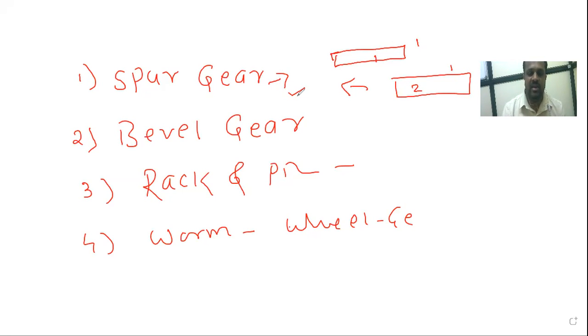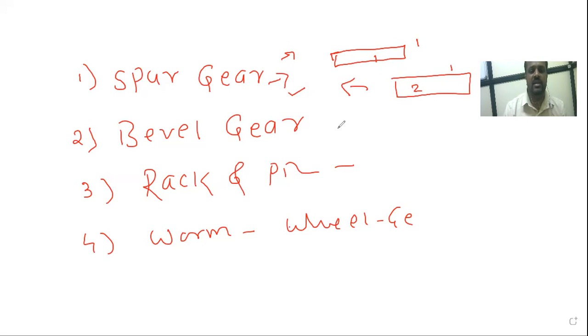Its manufacturing is also very easy. It requires very low manufacturing cost, and its construction is also very simple. Which point do you have to remember? Generally, you have to remember that the spur gear is used to transmit power from one shaft to another shaft when both the shafts are parallel to each other. During that, we are using the spur gear.